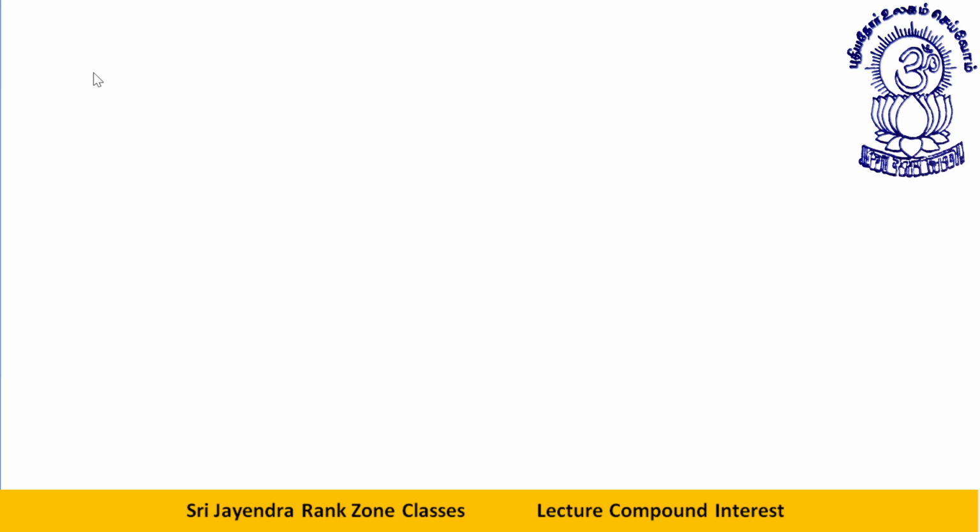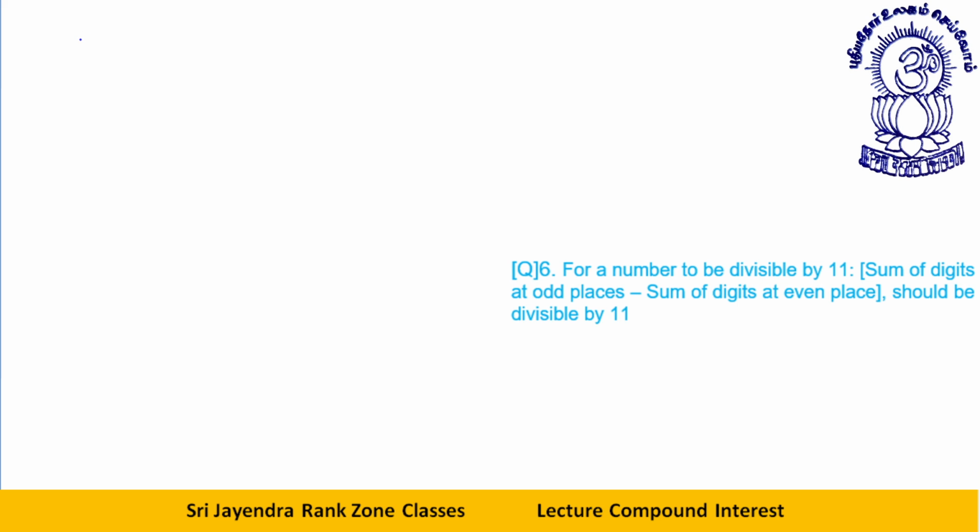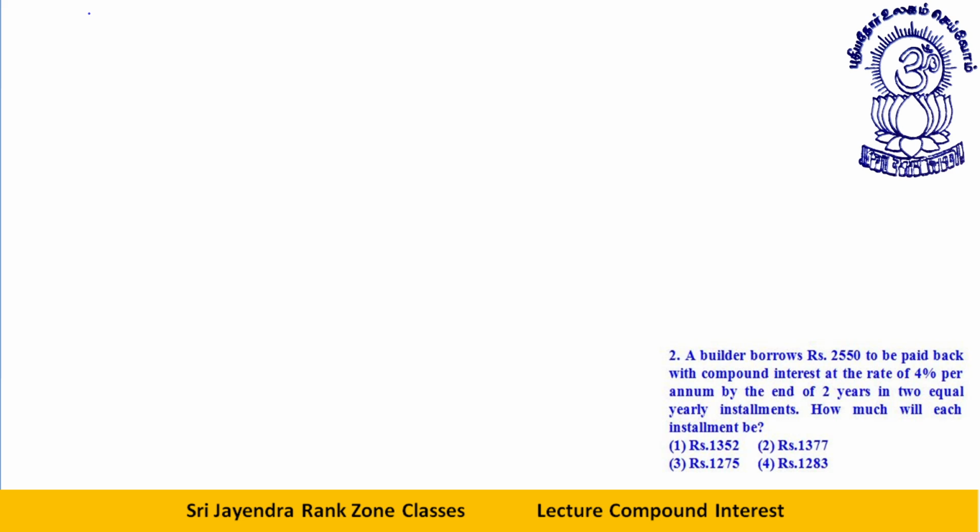Okay, just give me a second. A builder borrows this much amount to be paid back with compound interest at the rate of 4% per annum by the end of 2 years in two equal installments. How much will each installment be?